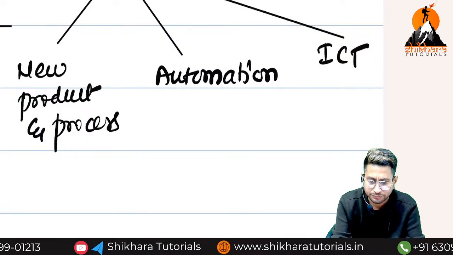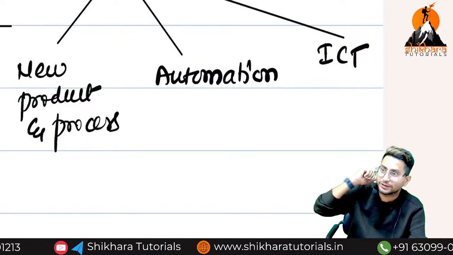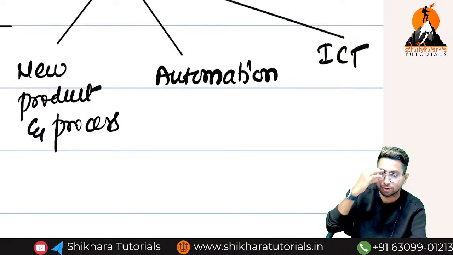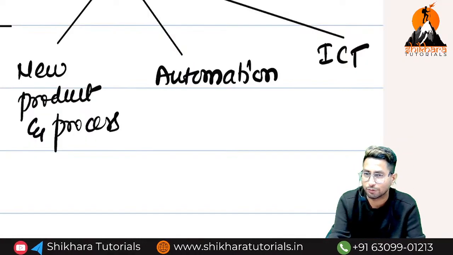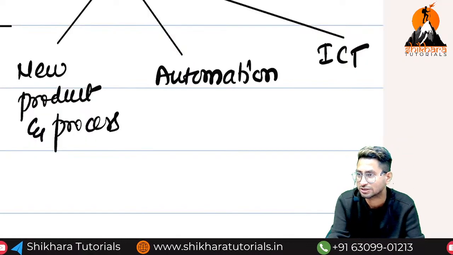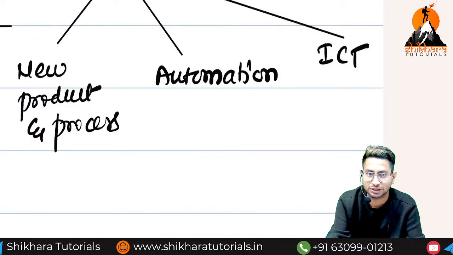Simple. This automation should be there. When automation is there, dependency on human beings will increase or decrease? Because when human beings are there, chances of mistakes will be there, right? Efficiency will decrease.